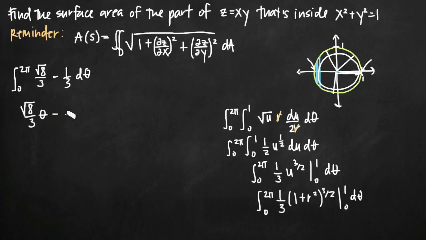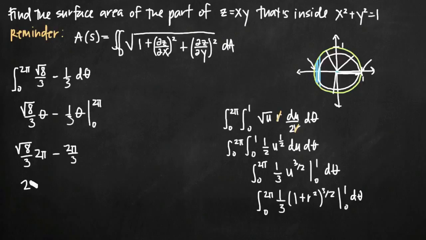Now if we integrate this with respect to theta, we'll of course get root 8 over 3 times theta minus 1/3 times theta, evaluated on the interval 0 to 2 pi. If I plug in 2 pi first, I'll get root 8 over 3 times 2 pi minus 2 pi over 3 when I plug 2 pi into 1/3 times theta. Then I'm going to subtract whatever I get when I plug in my lower limit of integration, but of course plugging in 0 will just give me 0 and 0. So I'm just left with this here.